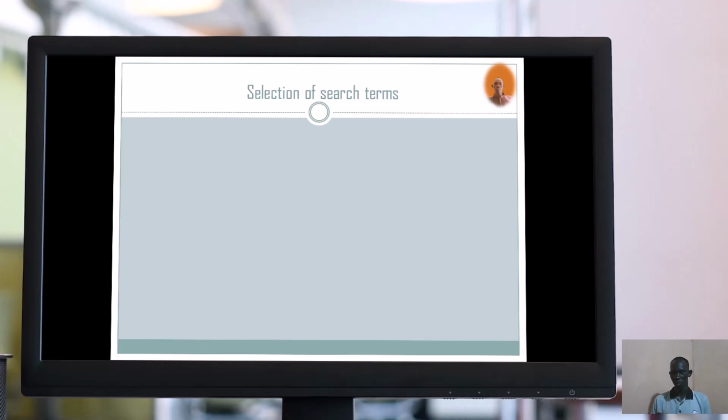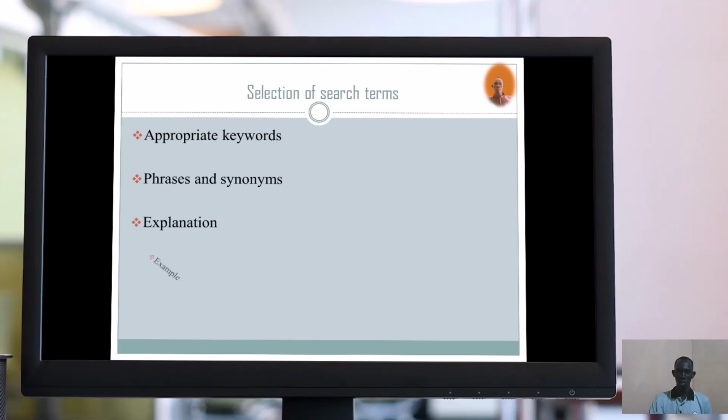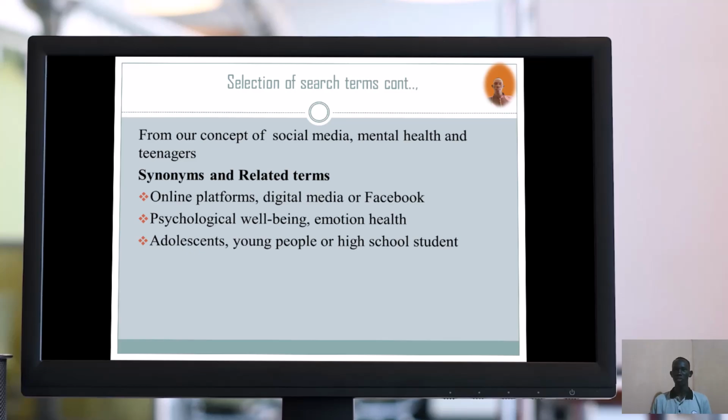Then selection of search terms. After breaking it down, we need to select appropriate keywords. You need to select phrases and synonyms which are appropriate to the work you're going to research. For example, let's look at our concepts of social media, mental health, and teenagers. These are some of the synonyms and related terms.